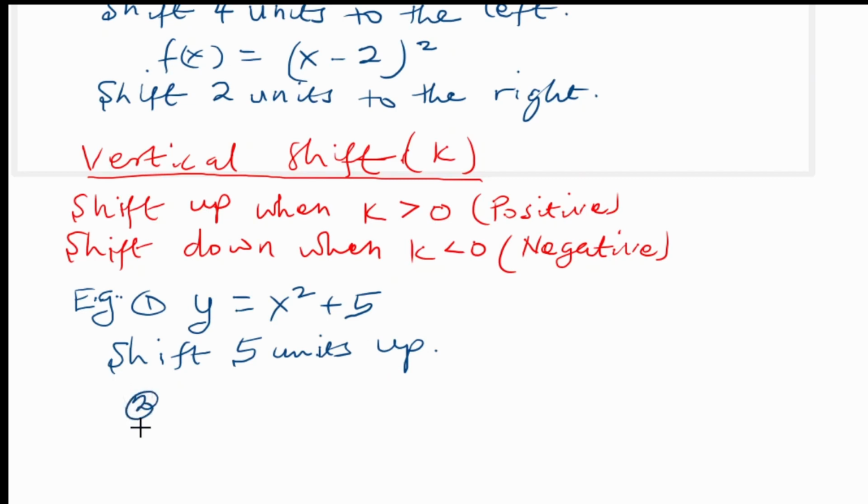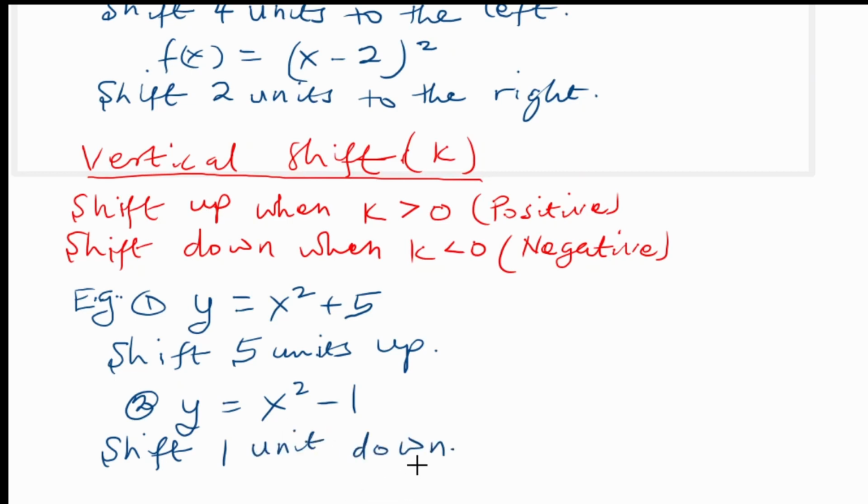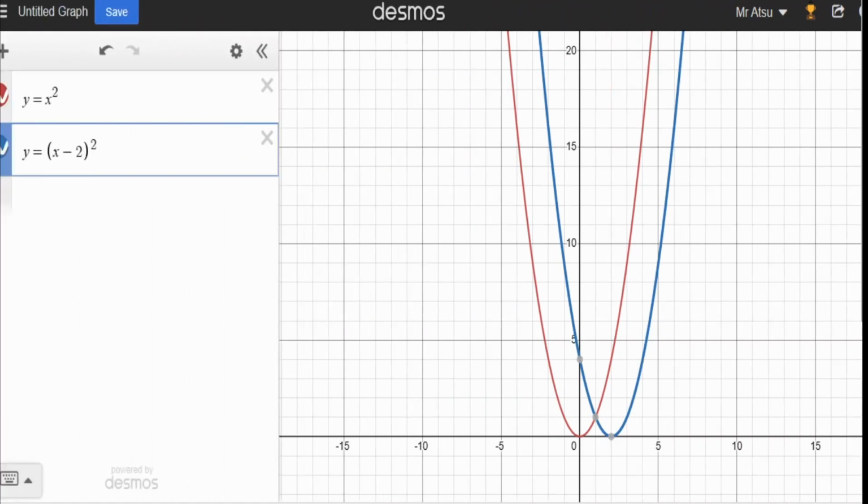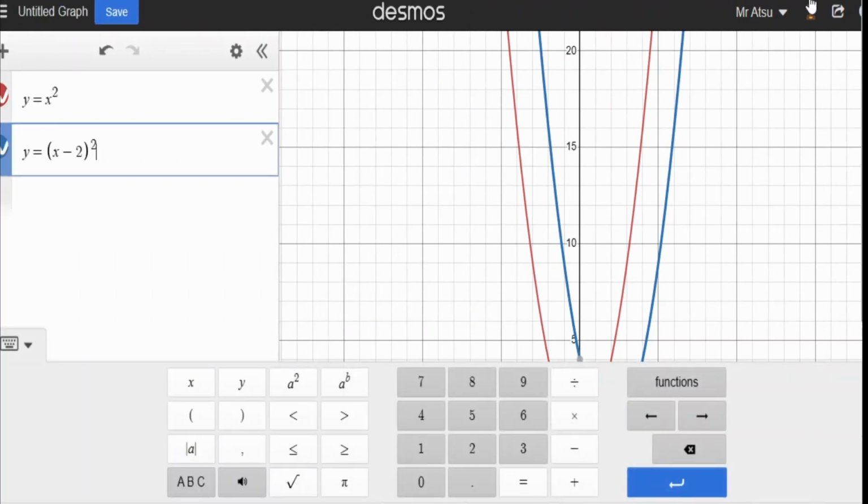Another example will be y equals x squared minus 1. Because this is negative, it means the vertex of our parent function has shifted down, or below the origin, 1 unit. And we can just verify that quickly in Desmos. So I'll keep my parent function, which is the red one, and then I'll put in my second function.